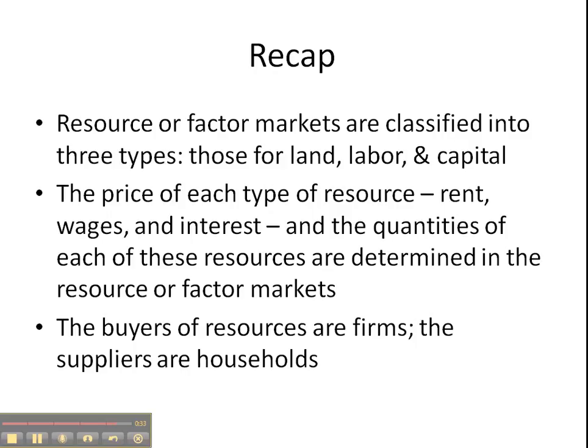That's the basic difference between product markets that we've been discussing and the resource markets that we are about to discuss. I hope that is very, very clear.